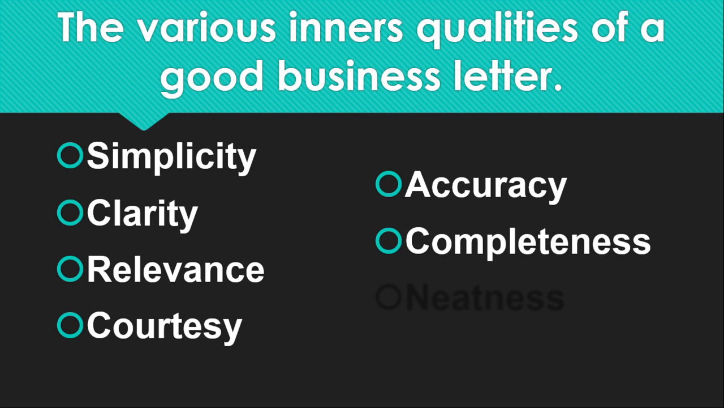Then we have completeness. Completeness is saying that your letter should be complete. We want to make sure that all the necessary information that is supposed to be in your letter is in your letter. So do not leave out important details. For example, if you are writing a sales letter, we want to make sure that all the information that is supposed to be in a sales letter is in there, where we can find you and so on.